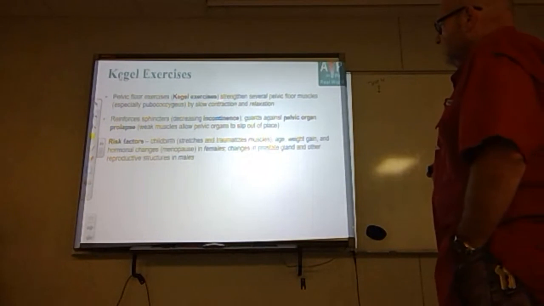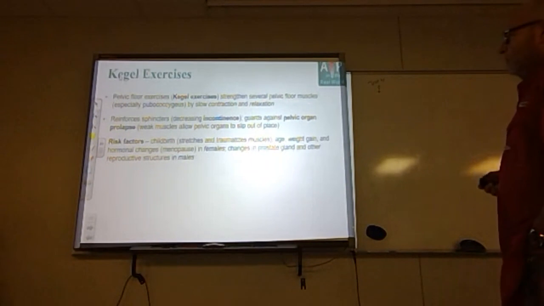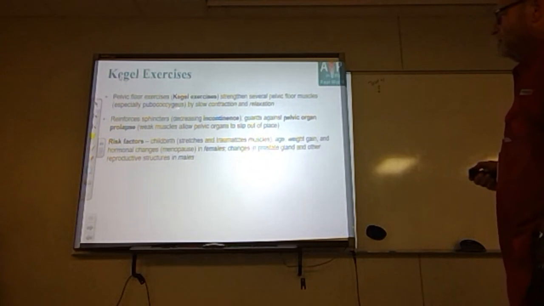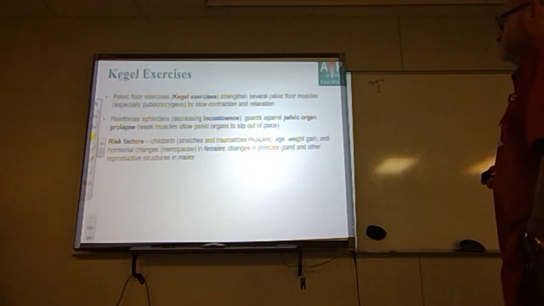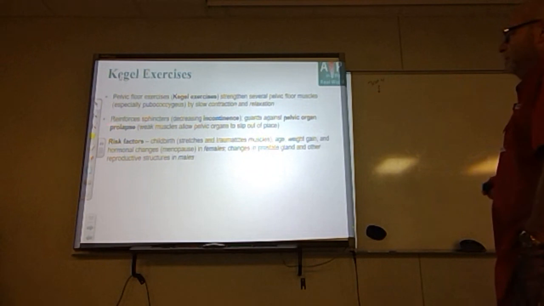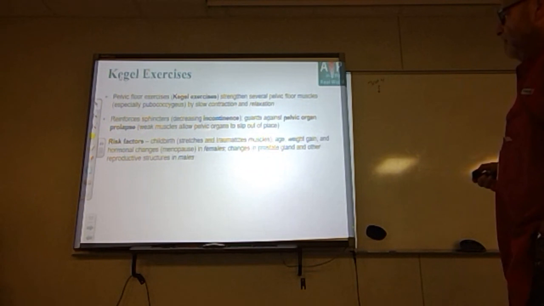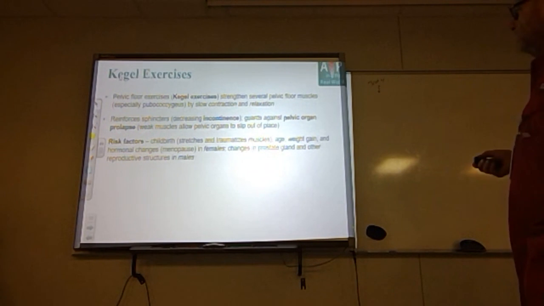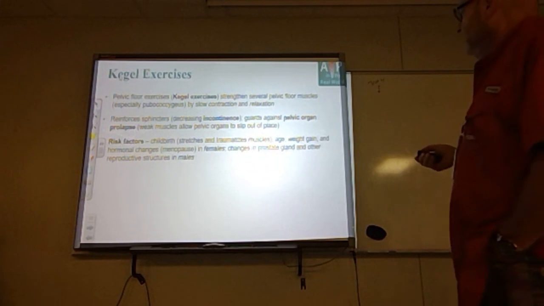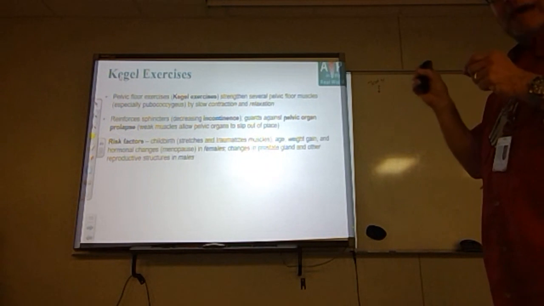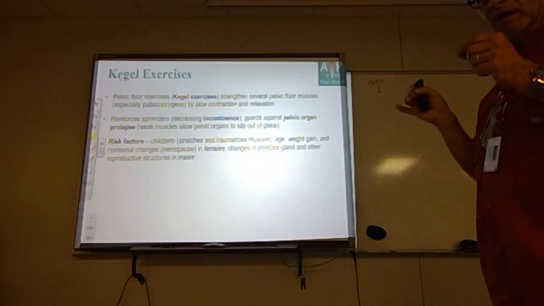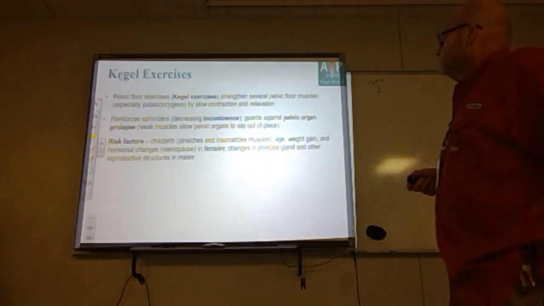Pelvic floor exercises or Kegel exercises strengthen several pelvic floor muscles, especially the pubococcygeus, by slowly contracting and relaxing. These help to strengthen the sphincter muscles, decrease incontinence, and guard against pelvic organ prolapse. Weak muscles allow pelvic organs to slip out of place. Some folks that suffer from pelvic organ prolapse literally have to have surgery to go in and pull those organs back in place to where they're supposed to be, and then tack them or stitch them to structures so they stay where they're supposed to be.